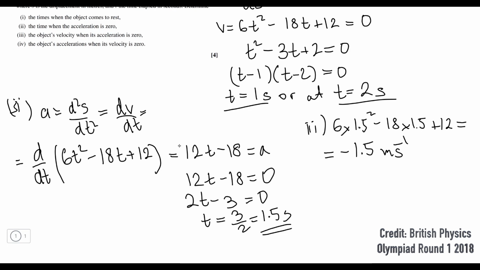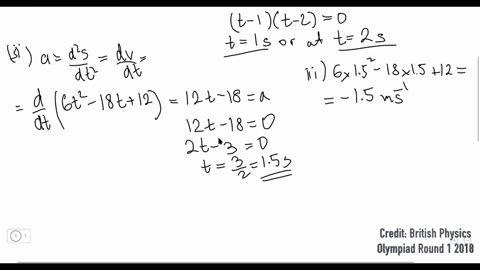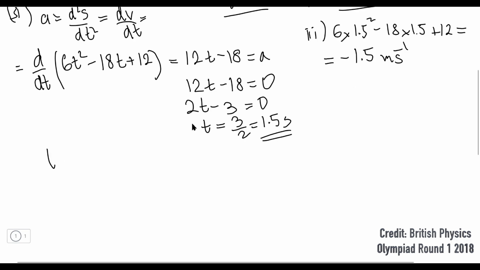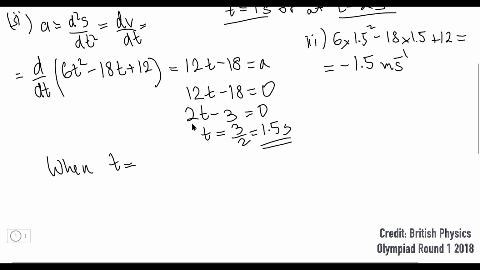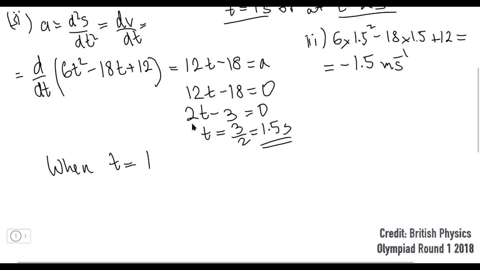Part 4, the object's acceleration when its velocity is 0. Okay, so this occurs at 2 times: t is equal to 1 second or t is equal to 2 seconds, and we're going to have a couple of expressions for the acceleration. So when t is equal to 1 second, and when t is equal to 2 seconds.